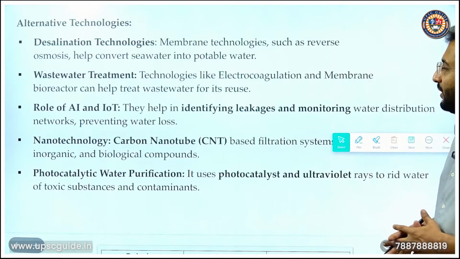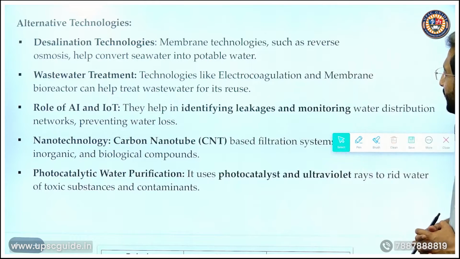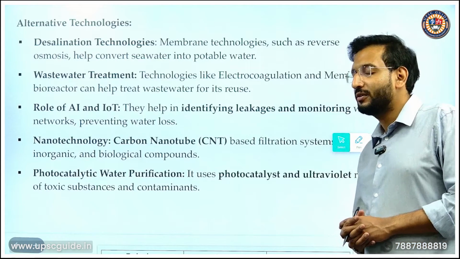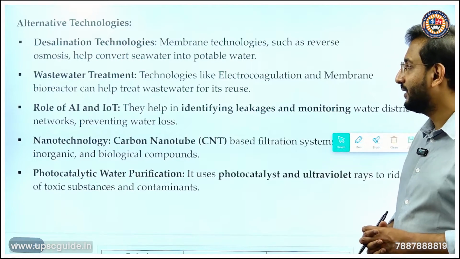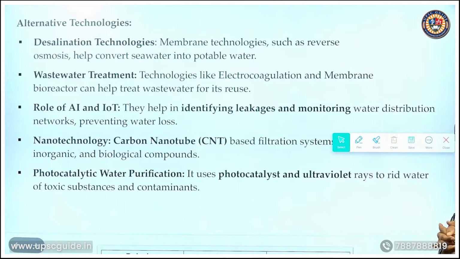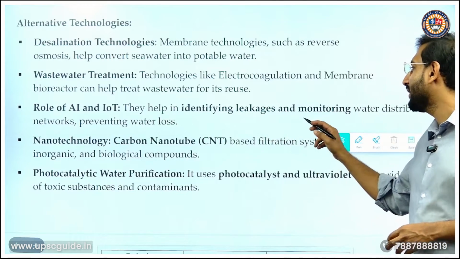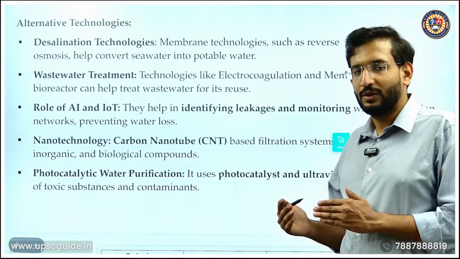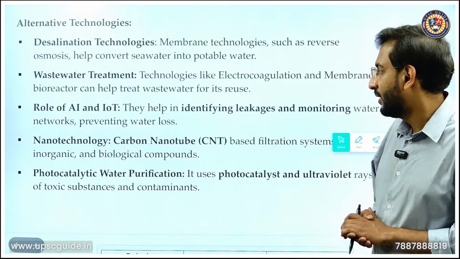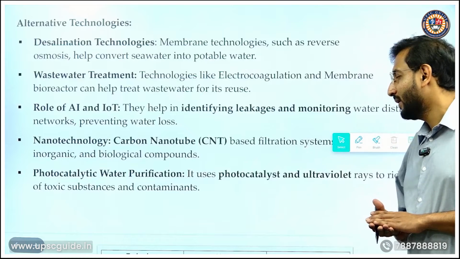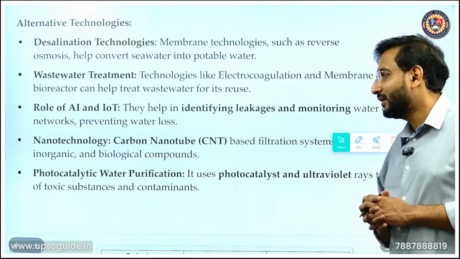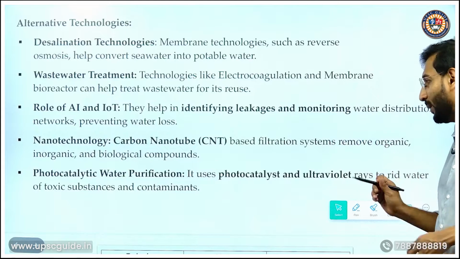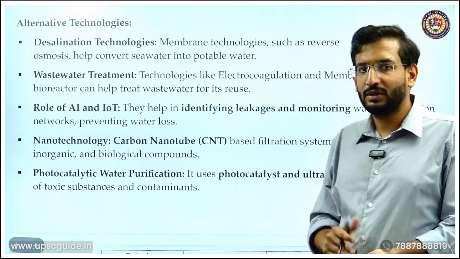Second is wastewater treatment. Technologies like electrocoagulation and membrane bioreactor can help treat wastewater for its reuse. Then third is the use of Internet of Things as well as artificial intelligence, to identify leakages and monitor water distribution systems with the help of the SCADA system. New upcoming technologies can help this, as well as the use of carbon nanotubes under nanotechnology for filtration, to remove organic, inorganic and biological compounds.